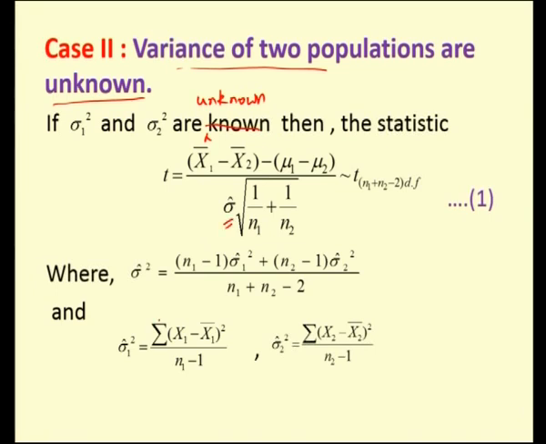Now, what is this sigma cap? Sigma cap squared is equal to n1 minus 1 into sigma 1 cap squared plus n2 minus 1 into sigma 2 cap squared divided by n1 plus n2 minus 2, where in turn sigma 1 cap squared and sigma 2 cap squared can be calculated by using summation of xi minus xi bar the whole squared divided by n minus 1, where xi can be either for the first sample or for the second sample.